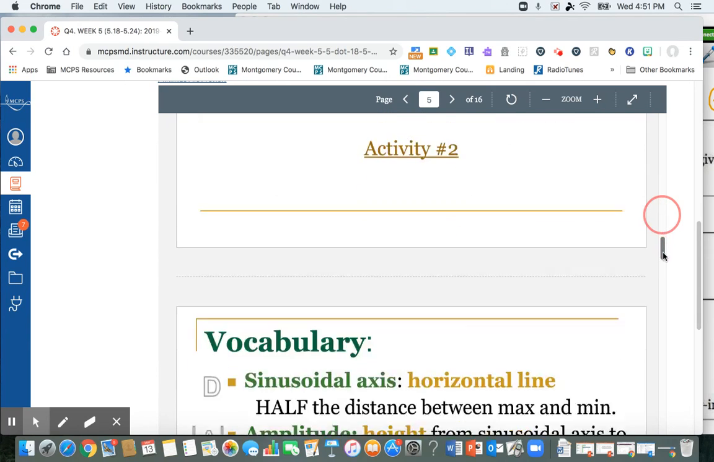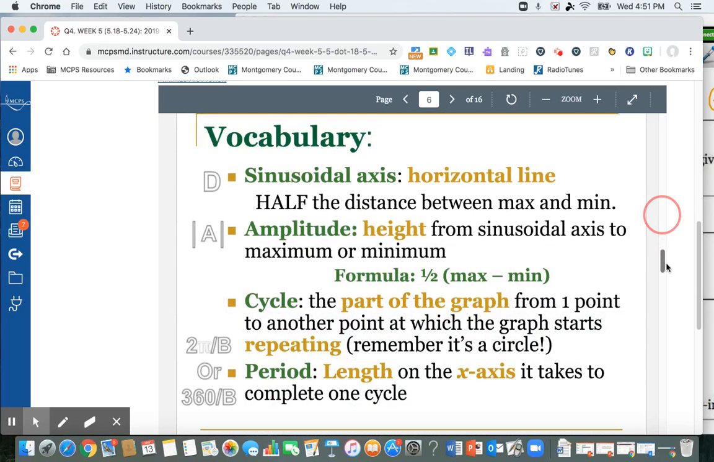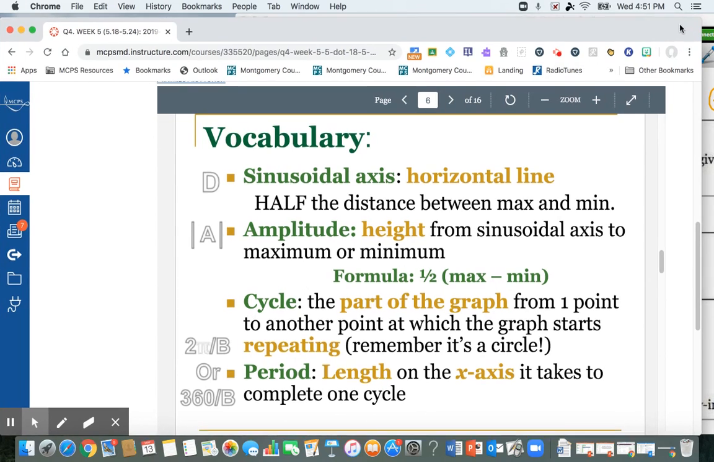There was a Desmos activity. But then let's see the notes. Okay, so D is the sinusoidal axis. It's a horizontal line. And it's half the distance between the minimum and the maximum. Okay, the amplitude. Oh, look, it's absolute value. It's the height from the sinusoidal axis, that's D, to the maximum or the minimum. Oh, okay, so it's half of the maximum minus the minimum. Okay, I'm going to leave this up and I'm going to come back to B in a second.